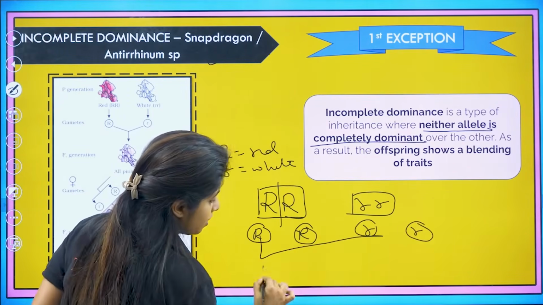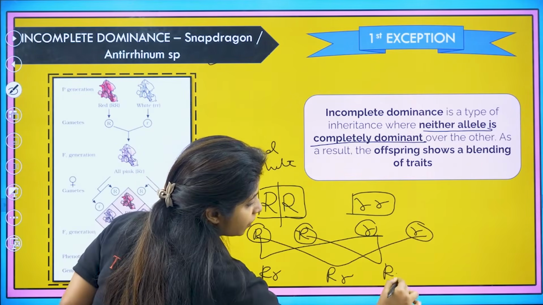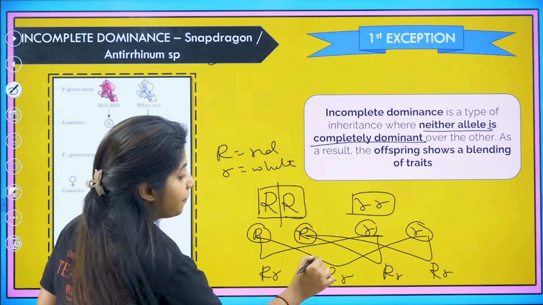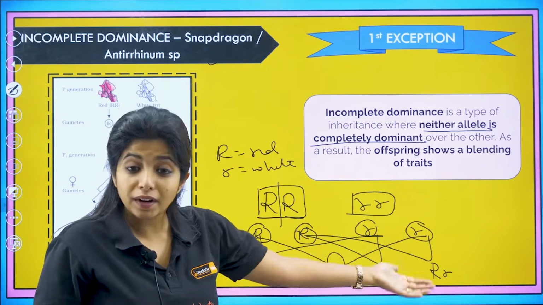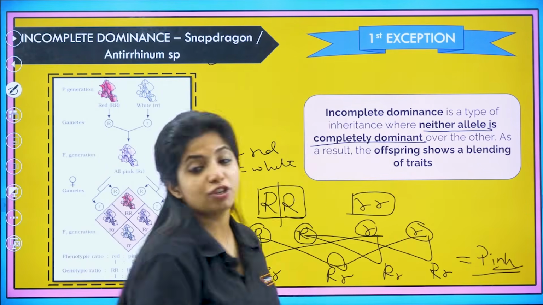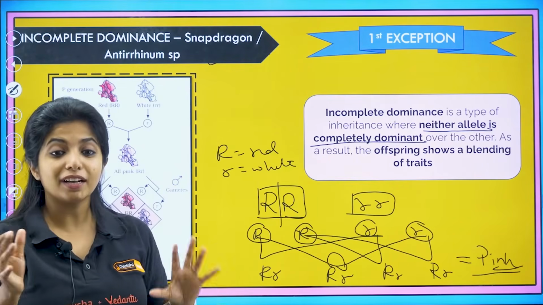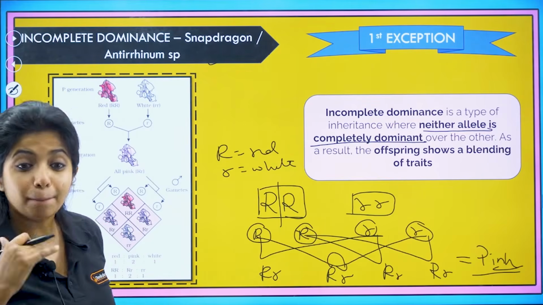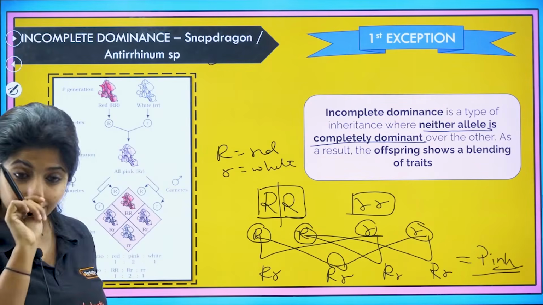Now when you form the gametes, capital R is over here, okay, small r is over here. When you cross them, capital R, small r, capital R, small r, capital R, small r, capital R, small r. All of them are capital R, small r. Capital R is dominant over small r, and which is why it should be red in color, but no, it will be pink in color, and this is what you mean by incomplete dominance. They are not completely dominant over each other, okay, and that's why you see a blending out there. Where do you see? In snapdragon. Also remember, Antirrhinum is the same thing out there.